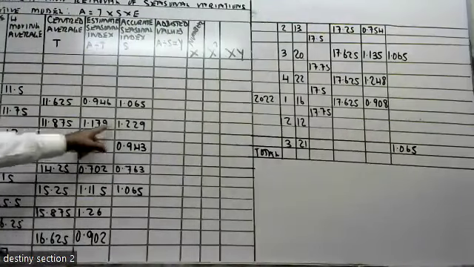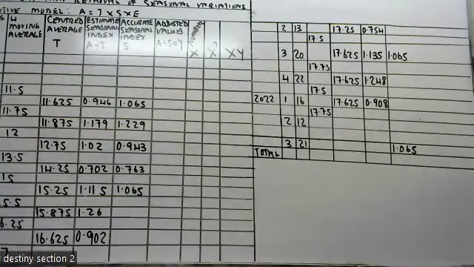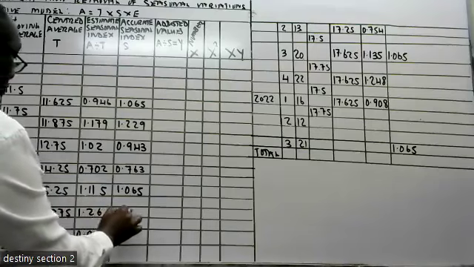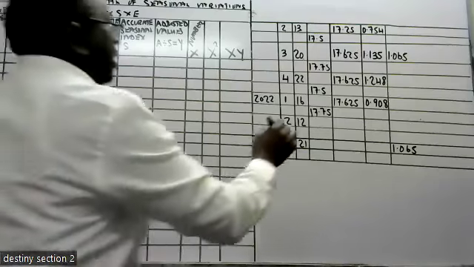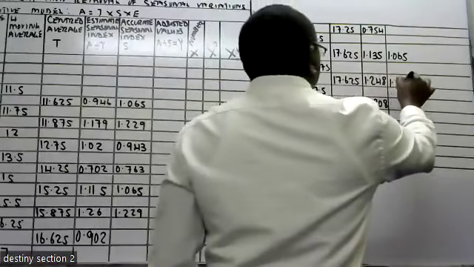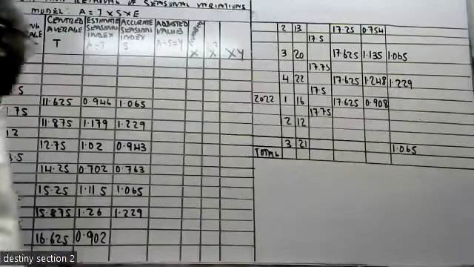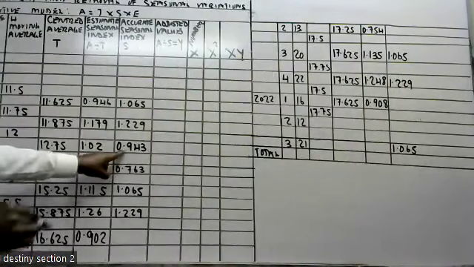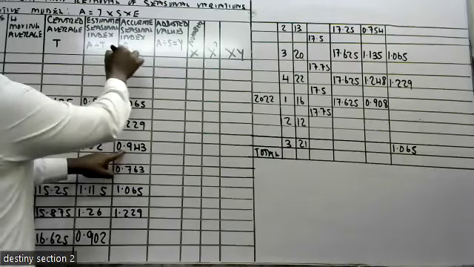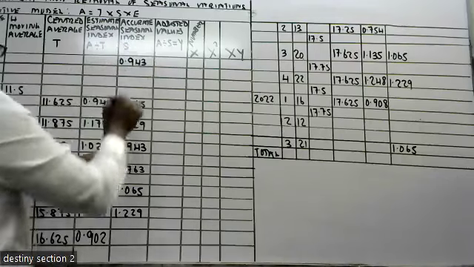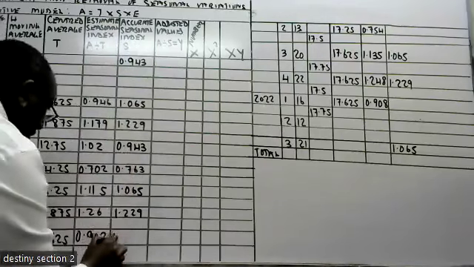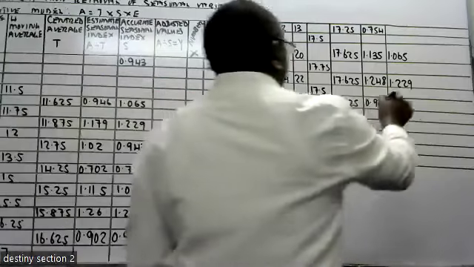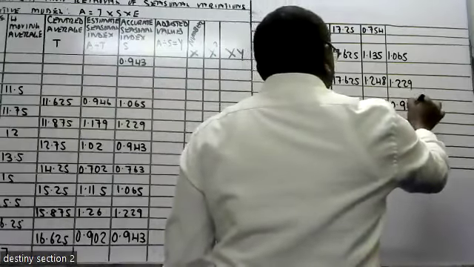Then this one, it is for quarter 4. So you record it everywhere we have quarter 4. There is this one, 1.229. Even here, 1.229. The next one is for quarter 1. So you record it everywhere there is quarter 1. So here I have quarter 1, 0.943. Then here I have 0.943. Then here I have 0.943.